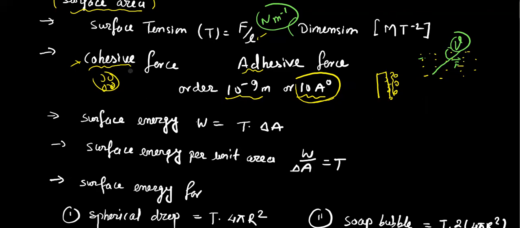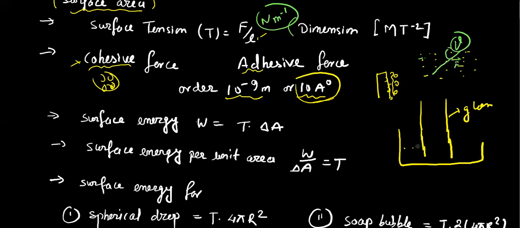Some examples we can say. Suppose this is a glass tube, and if we insert this glass tube in water, in any bucket or beaker containing water, then water will rise inside this glass tube. The rise of water inside this glass tube is due to the cohesive force, sorry, not cohesive force, adhesive force acting between the glass and the water.